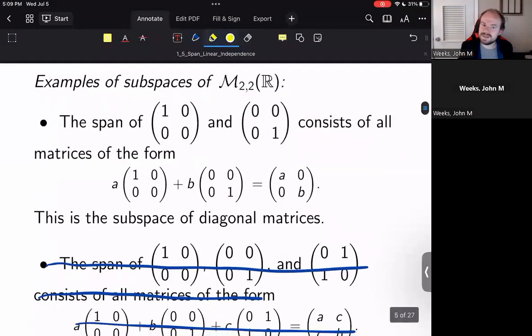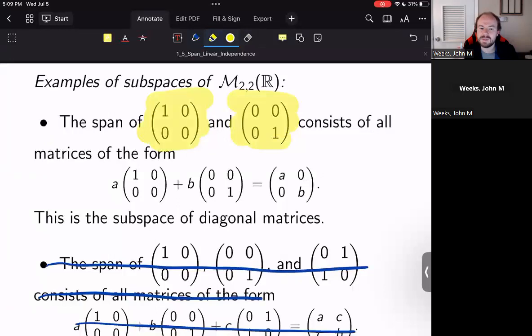Now, let's go ahead and see some examples of subspaces, but this time in the world of matrices, 2 by 2 matrices to start. If you take the span of these two vectors, or matrices, however you'd like to call them in this context, take a look at what these are. These are matrices that have a 1 somewhere on the diagonal and zeros everywhere else. And then you just keep going down the diagonal.